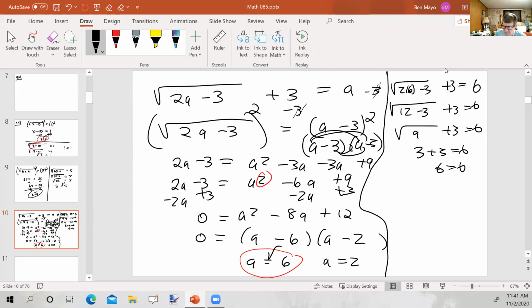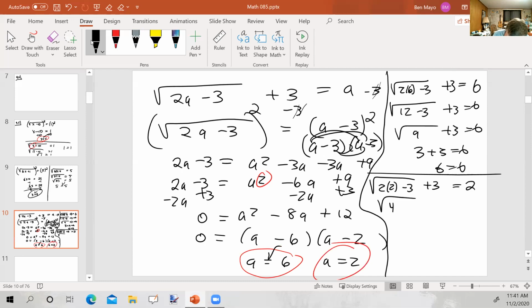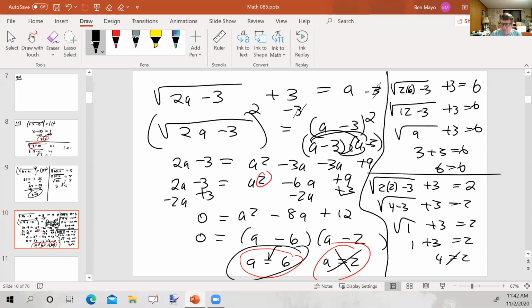Okay. Now let's take a equals 2 and try that one. The square root of 2 times 2 minus 3, plus 3 equals 2. The square root of 4 minus 3 plus 3 equals 2. The square root of 1 plus 3 equals 2. The square root of 1 is 1. 1 plus 3 equals 2. 4 equals 2. Okay, so here we have two potential solutions. The first one, a equals 6, works. The second one, a equals 2, does not work.